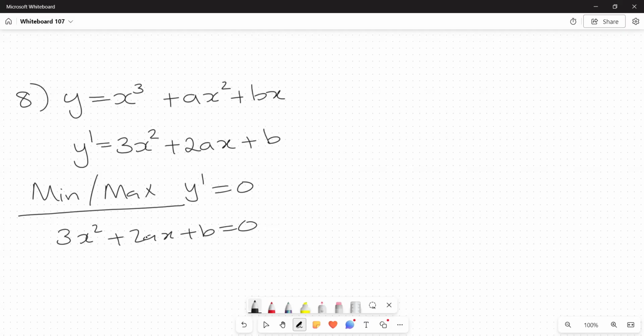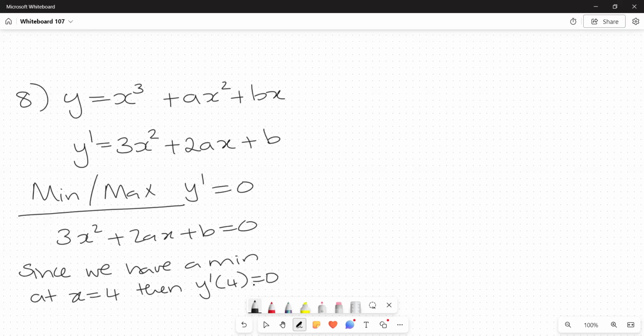And then we are told, okay, it has a minimum value at x is equal to 4. So that means when we substitute x is equal to 4 into our first derivative, then we are going to get 0 because minimum values are critical points, and for critical points, the first derivative is 0. So we can say that since we have a minimum at x is equal to 4, then y prime of 4 is equal to 0. So when we substitute 4 into the first derivative, we should get 0. So if we do that, we will have 3 times 4 squared plus 2a times 4 plus b. This is equal to 0.